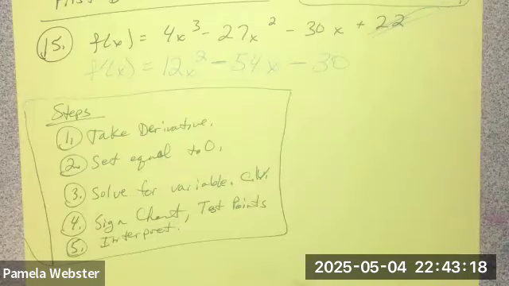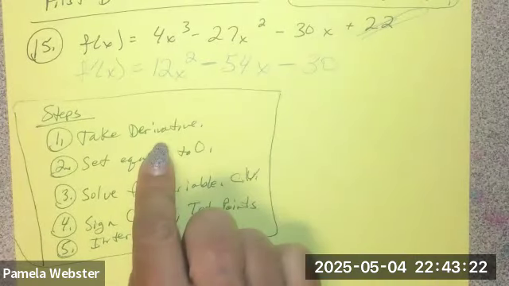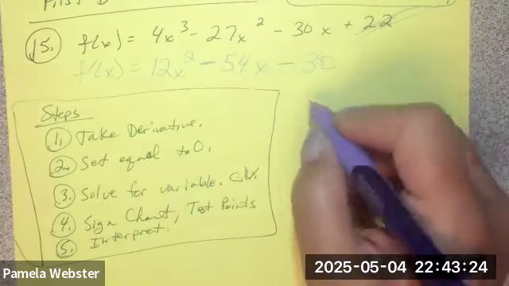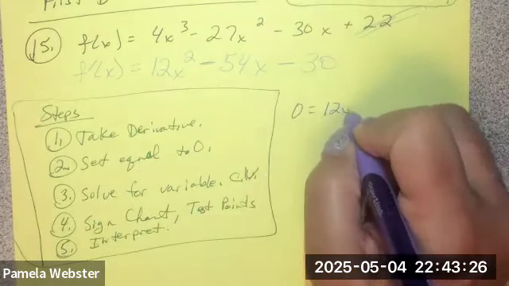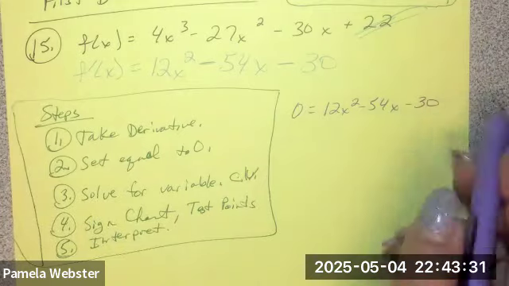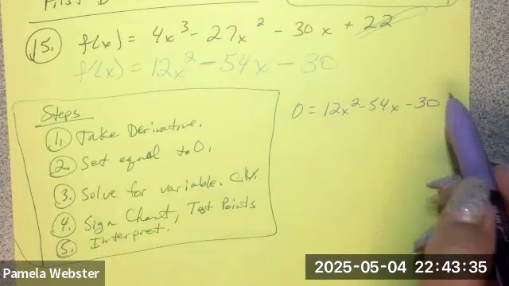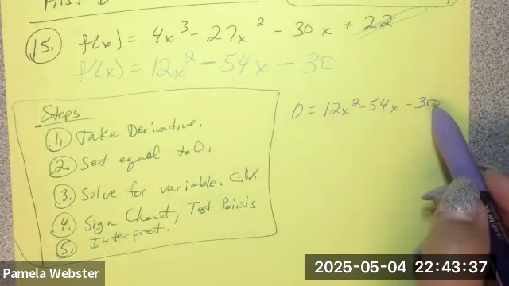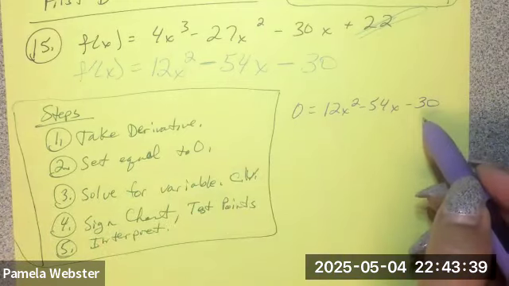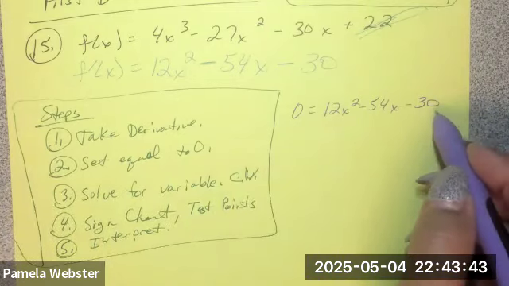Okay, so here we are. We have our derivative. Step 1 is done. We're going to set it equal to 0. 0 equals 12x squared minus 54x minus 30. Step 3 is solve for x. Before I do this, I know that this thing's going to factor, and you should be fairly confident that yours are going to factor also.